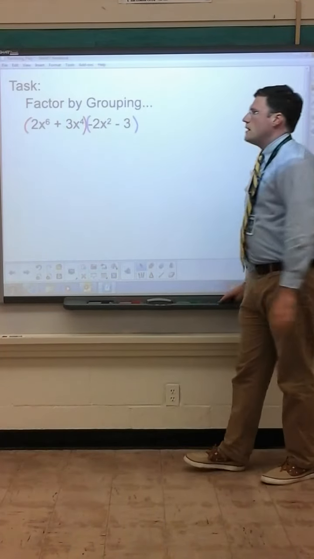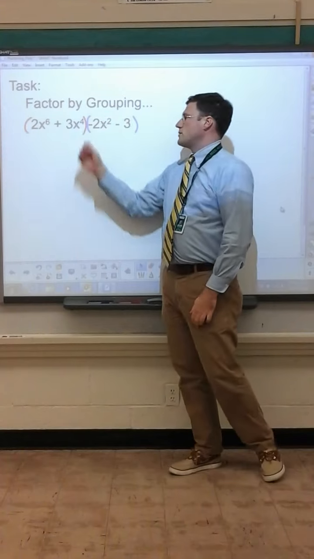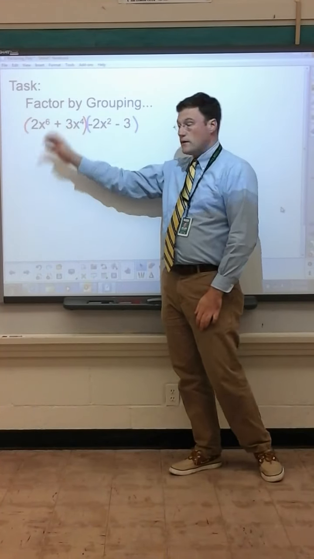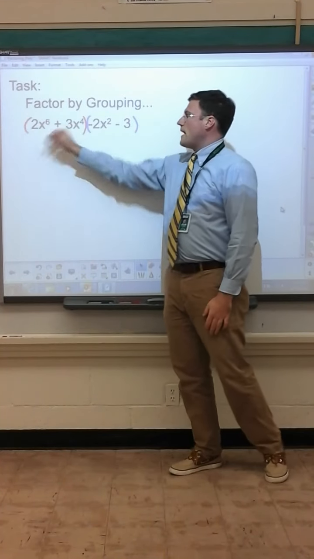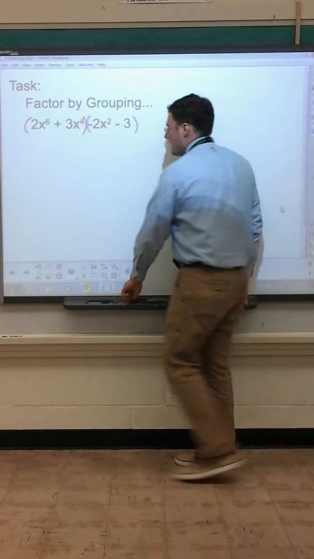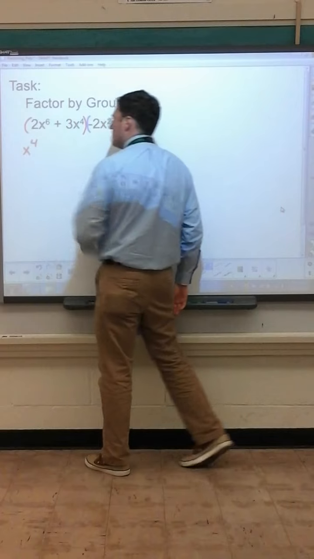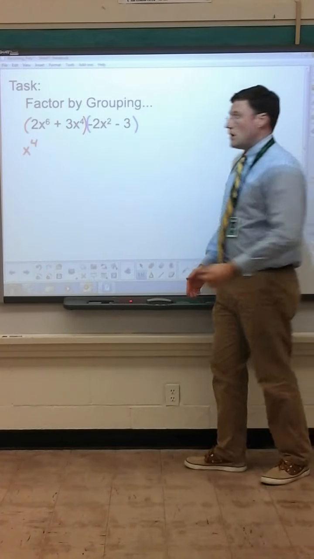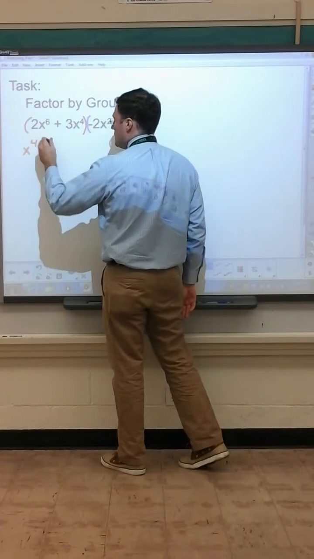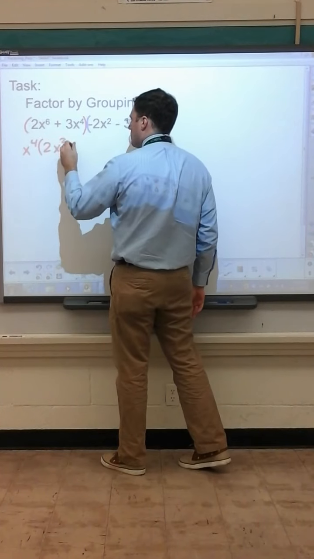Okay, 2x to the 6th plus 3x to the 4th. I've grouped that by itself. And what I'm going to do is GCF factor just that group. It has x to the 4th in common, and what's left over is 2x squared plus 3.